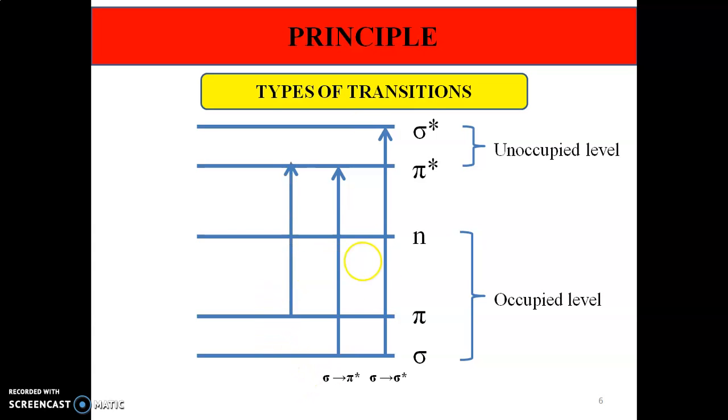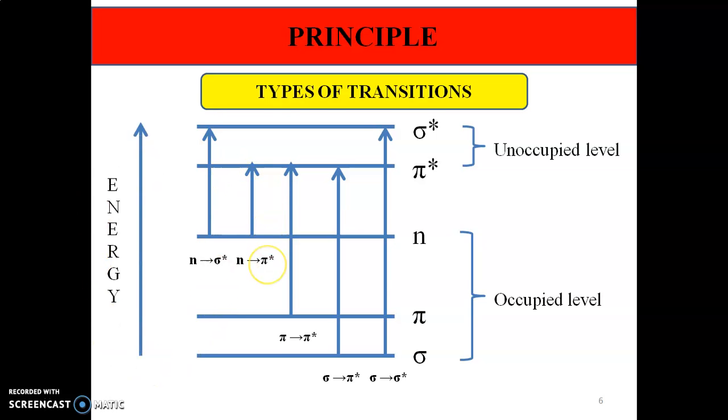In the third one, here is a transition of the pi electron to pi antibonding. So, this type of transition is called pi to pi antibonding. Next one, here is a transition of the n non-bonding electron to pi antibonding. So, this type of transition is called an n to pi antibonding transition. And the last one, here is a transition of the n electron to sigma antibonding. So, this is called an n to sigma antibonding transition. So, this is the energy level.